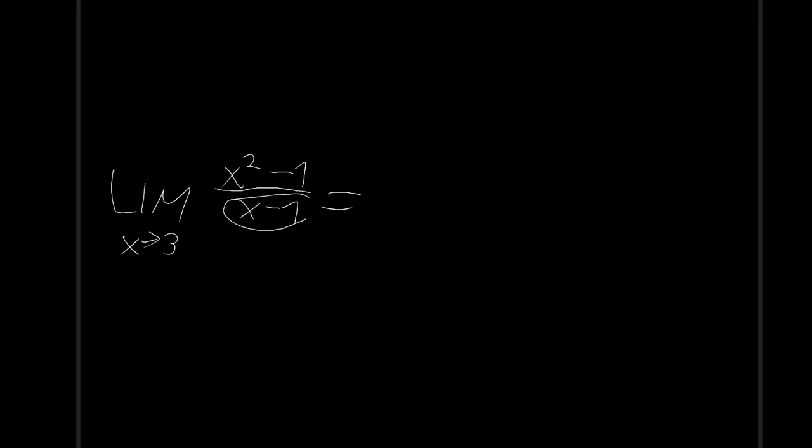So over here, we won't get 0. We will just get a normal number, right? We have 3 squared, that's 9, minus 1, that's 8. 8 divided by 3 minus 1, that's 2. So 8 divided by 2 is 4. Great. So if the bottom part of the fraction works out to a normal number, then you can just plug in the value. But sometimes it's not as simple as that.